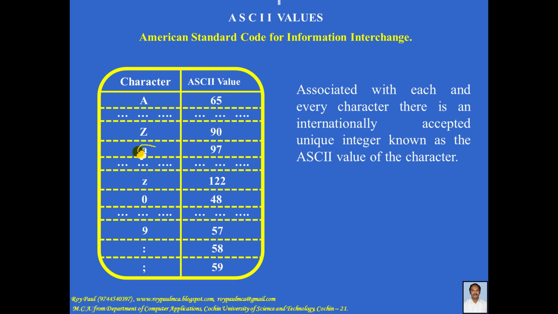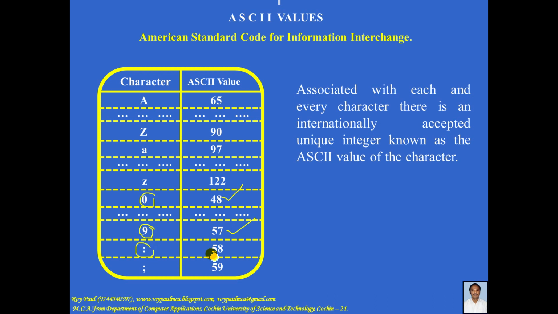Similarly, for the character small a, that internationally accepted unique number is 97. For small b, it is 98. And similarly for small z, it is 97 plus 25, that is 122. Now for character 0, the internationally accepted unique number is 48. So for character 9, the internationally accepted unique number will be 48 plus 9, 57. Remember, 10 is not a character constant because it is a string. Character 1, character 0.